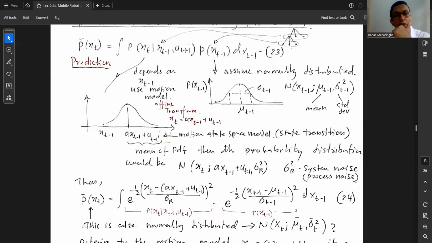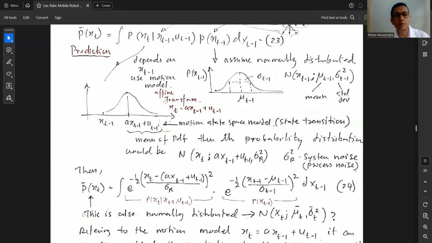Now you multiply this with this one. What is that? This is the transition. So if you refer to the state space model, it's like this, isn't it? Xt is equal to A times xt minus 1 plus ut minus 1. You have the control signal coming in and the state transition matrix A over here. This is a single dimension. If it's multi-dimensional, it's a vector or matrix. We know it.